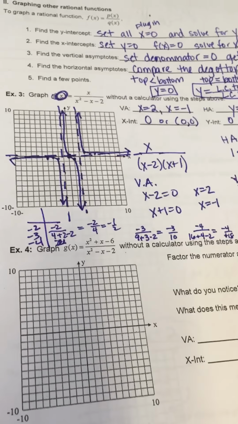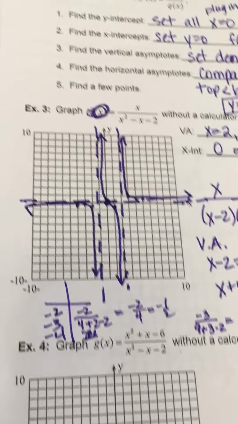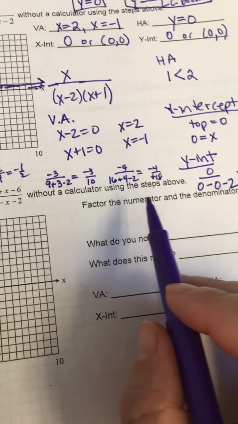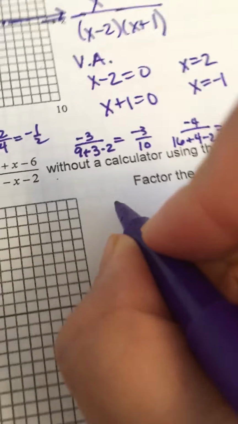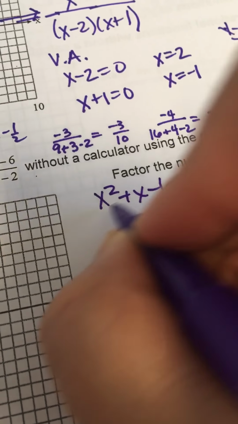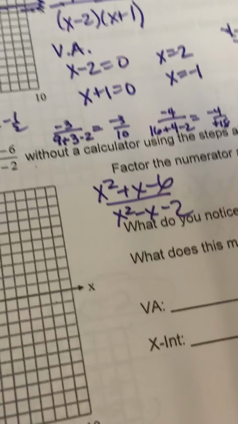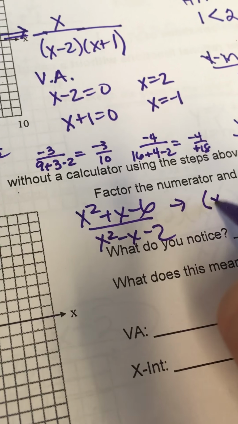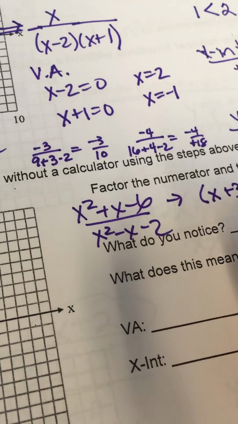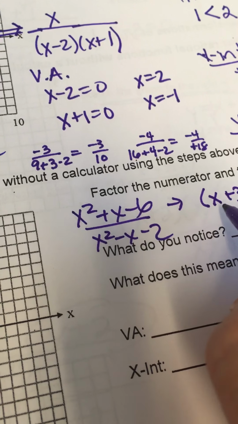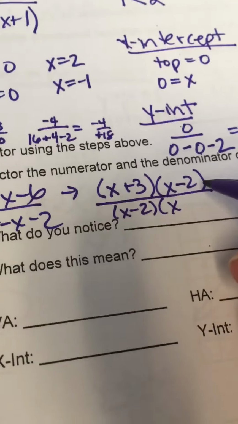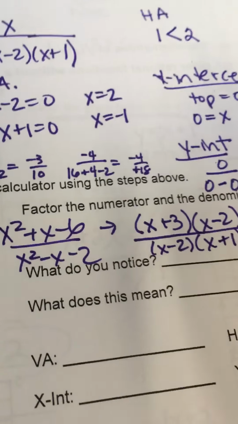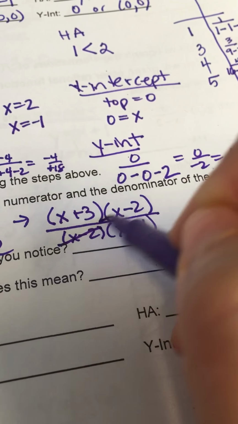Now I'm going to get you started on the next one because it's going to combine a hole in it. Like this says, here's the function without a calculator. Do this using the steps above. Factor the top and the bottom of the rational function. So I need x squared plus x minus 6 over x squared minus x minus 2. I need to factor the top. x minus 2, x plus 1. Okay. We have these things that cancel out.